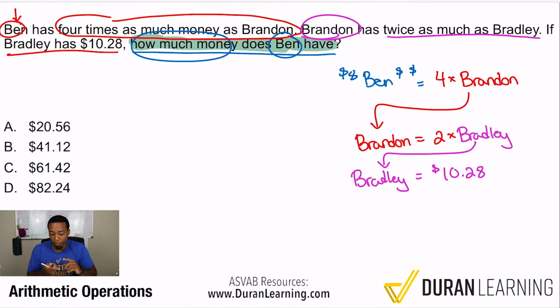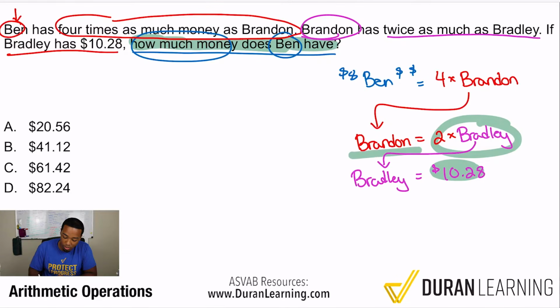And we said, all right, Ben is 4 times as much as Brandon. And then we also found out that Brandon is twice as much as Bradley. So we want to go ahead and take Bradley, which we now have as $10.28. If we multiply that by 2, we get Brandon. And then whatever Brandon is, we multiply by 4, and we get Ben. So this all needs to happen within 20, 30 seconds.